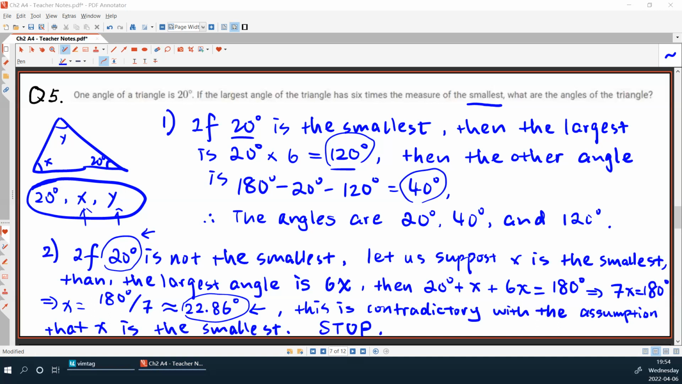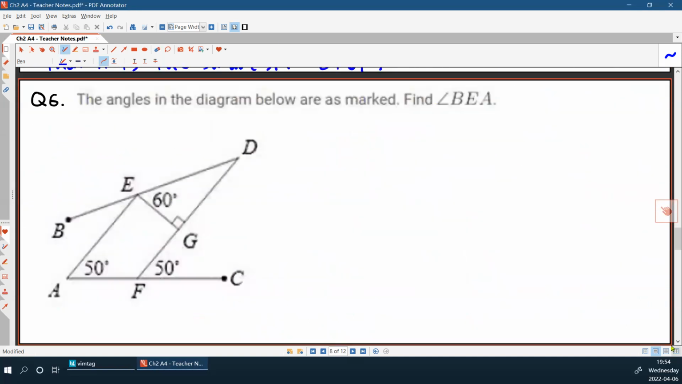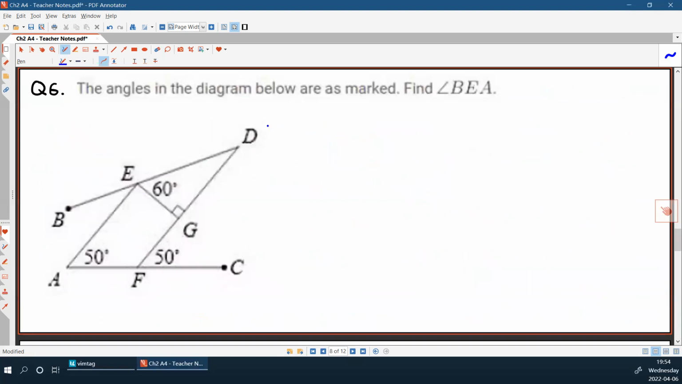Okay. All right, let's see the next one. Okay, question 6. Again, this time we're given a diagram below. The task is to find angle BEA, which is here, right? All right, so at first glance, it looks like there are some parallel lines, right? But remember, do not just think that they are parallel unless you can actually prove them, okay? And note here, this angle is 50 degrees.